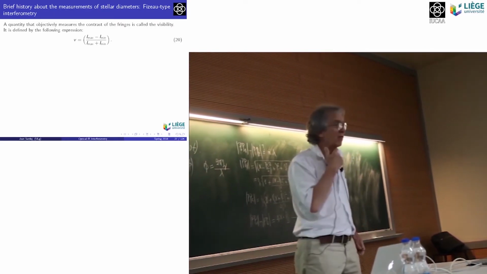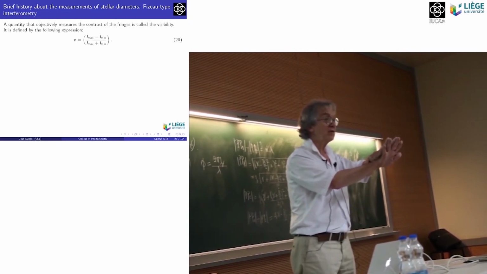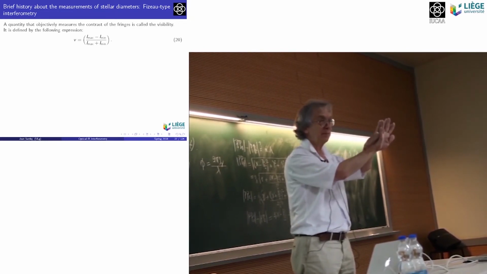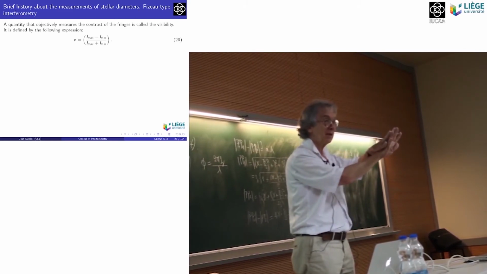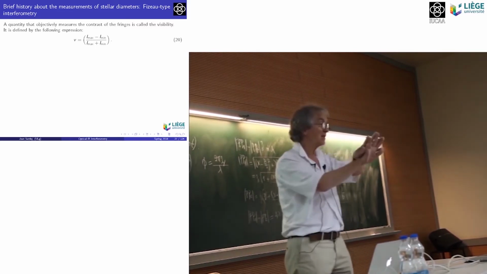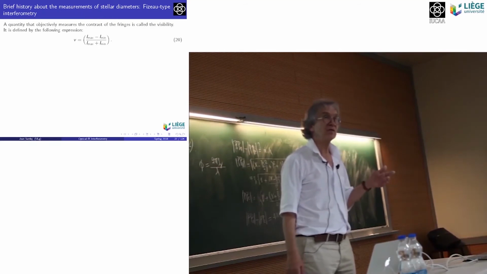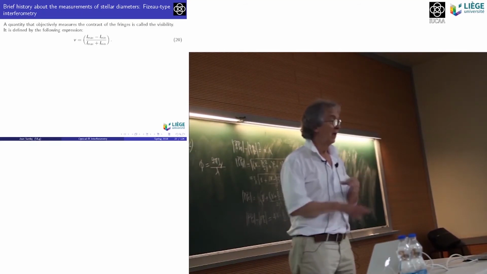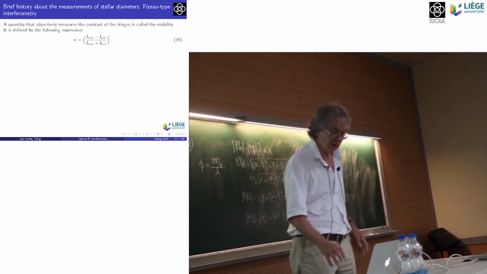Now let's assume we are in that case where I cannot resolve a star. What is the visibility? How much? So Imax is Imax. What is Imin? So visibility varies between 0 and 1. So remember that for 1, you don't resolve the star. For 0, you fully resolve the star.